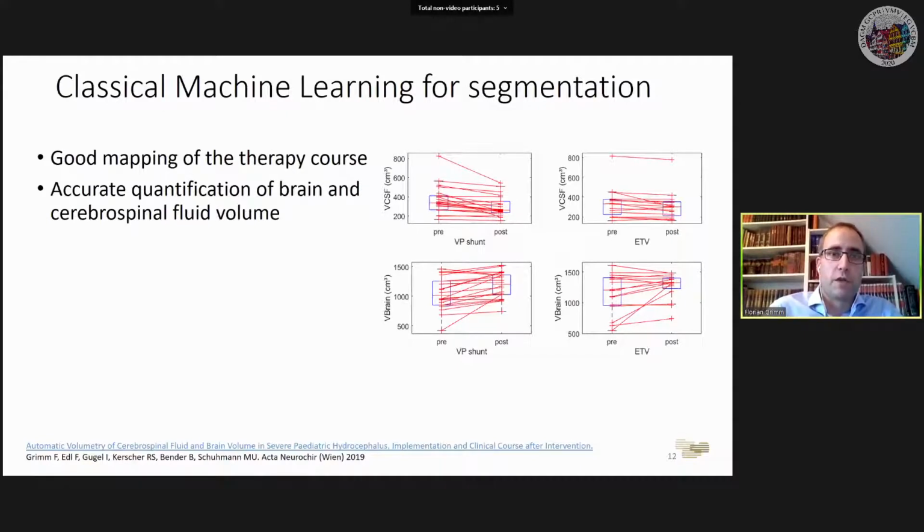So with this automated processing pipeline, we could check for volume changes after the neurosurgical intervention. In this diagram, the clinical information is given. We have the volumes for CSF and brain after the intervention, VP shunt and ETV. We could trace the changes after the intervention. You may notice that the difference for ETV is a bit smaller, but that's what we expect out of clinical routine.